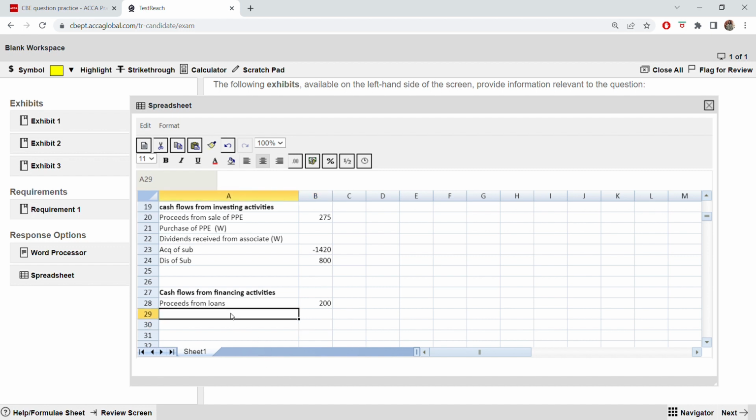Next, when you go to the financing activity, you have to go to the statement of changes in equity and see the dividends, both for the NCI as well as the parent. So dividends paid to parent. This you will get from the statement of changes in equity only. Same for dividends paid to NCI.